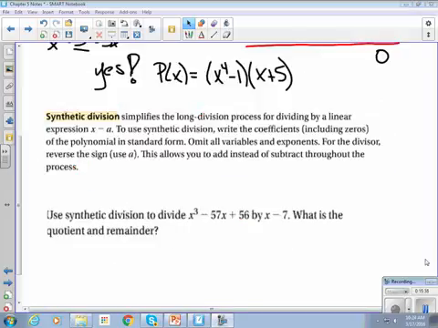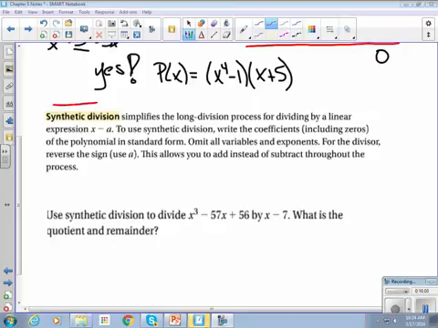All right, just like when certain circumstances in the universe are in certain ways, and then we see a solar eclipse and magic happens, sometimes polynomials will be of a certain form where we can use synthetic division, which is a process that simplifies long division, and it's only when you're dividing by a linear expression. So here's what I want you to write. Synthetic division, I want you to write dividing by x minus a.